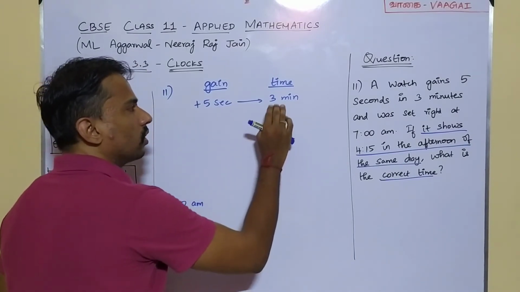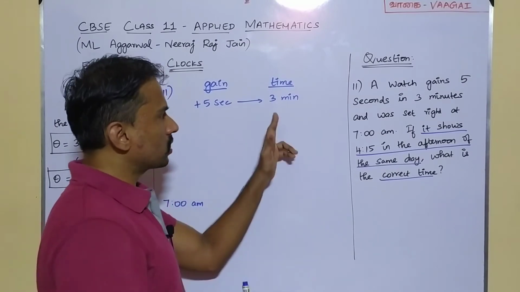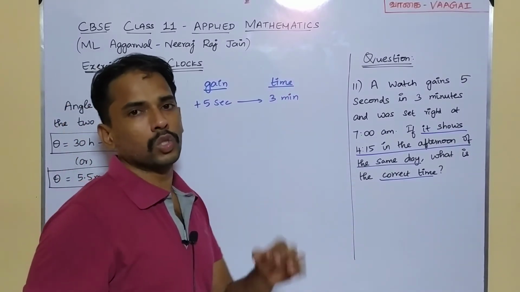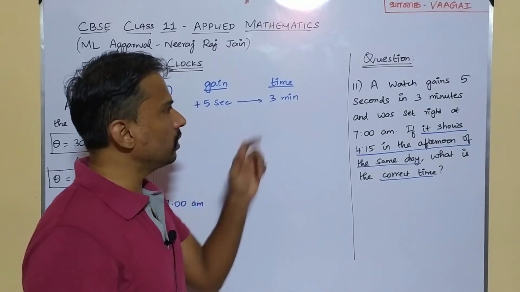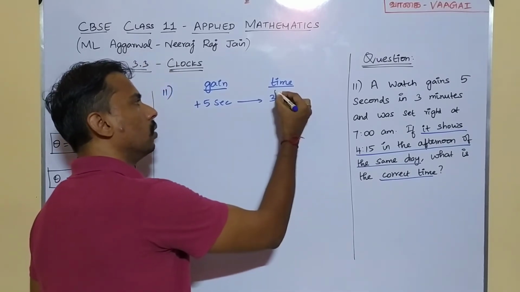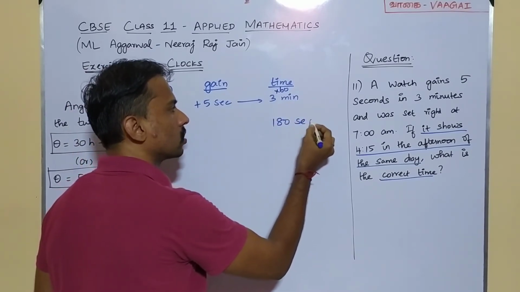See here, for 3 minutes this clock is gaining 5 seconds. This is what is given, right? First convert this 3 minutes to seconds. 3 minutes will be equal to how many seconds? 1 minute is 60 seconds, so 3 minutes will be 3 into 60, which gives us 180 seconds.